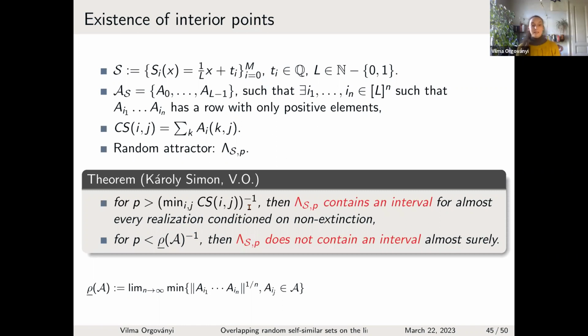But if the probability is smaller than the reciprocal of the lower spectral radius, which is written here, then the random attractor will not contain an interval almost surely. And so the previous one was the sharp condition. This is clearly not, although we are trying to work on this.